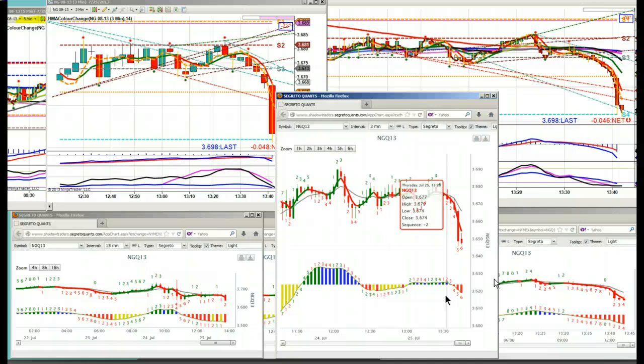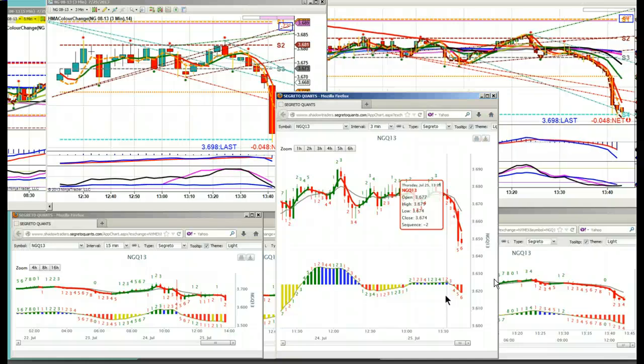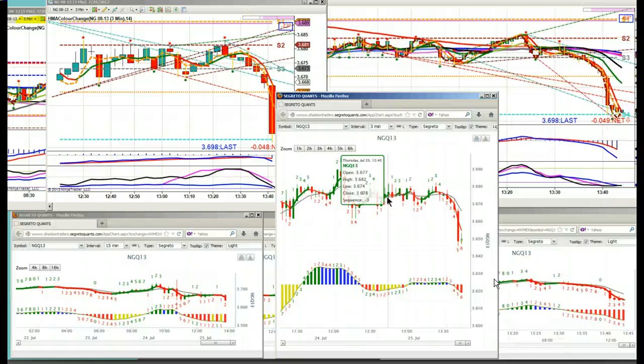Now, it doesn't always go to the moon. Obviously, over here we have a yellow 102, and it was short-lived, which is why I said sometimes you're only going to get 2 or 3 ticks, and sometimes you're going to get 20 ticks.